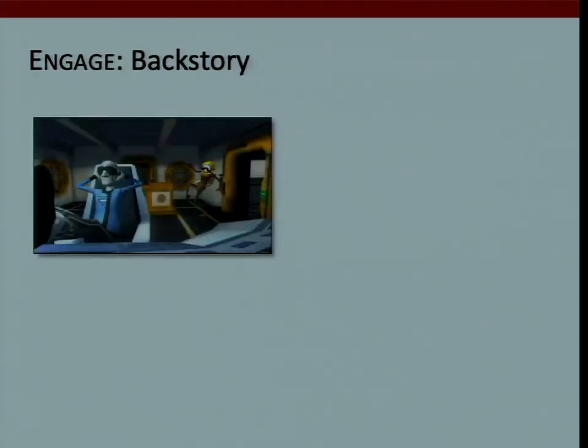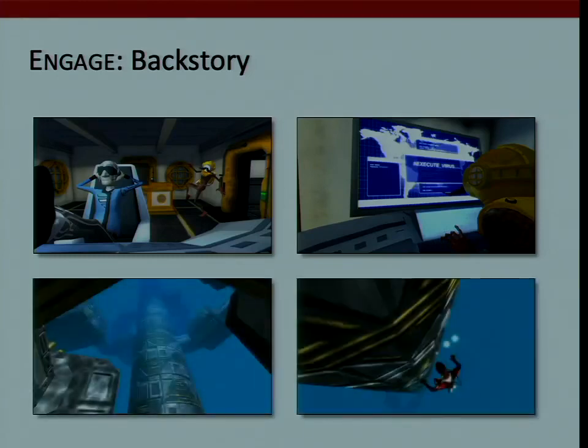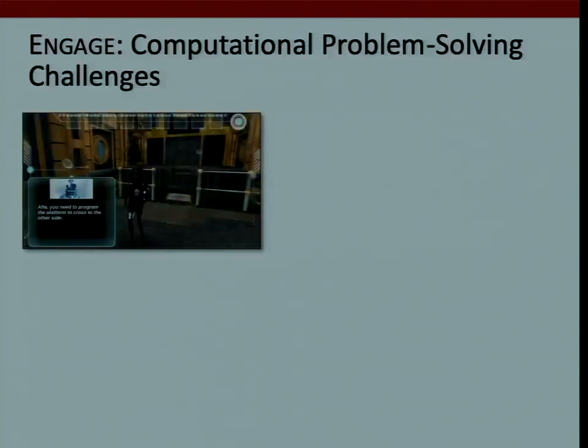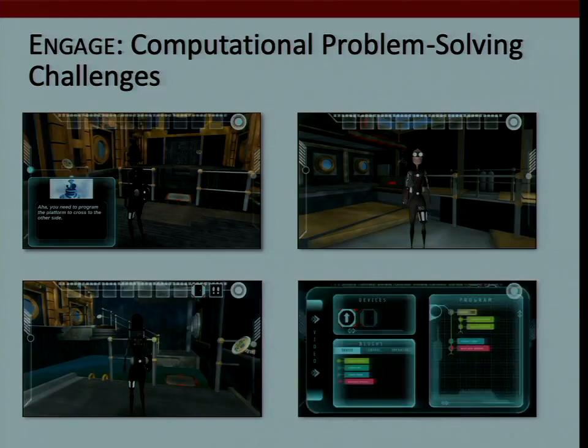So this is the backstory of Engage. When the game starts, students learn that an underwater research station has been taken over by a rogue scientist. They play the role of the protagonist who is sent to this research station to investigate the situation and reestablish the facilities. Throughout the game, students interact with non-player characters who provide scaffolding, and they progress through a series of rooms, each featuring a set of computational challenges they have to solve with visual block-based programming.